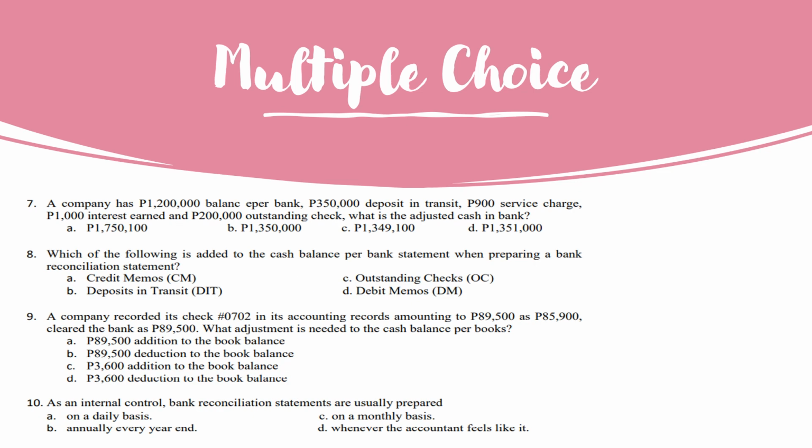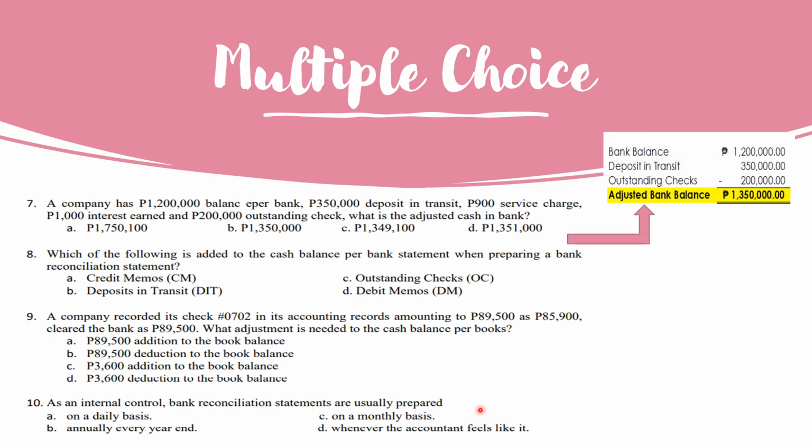Okay, number 7, a company has 1,200,000 balance per bank, 350 deposit in transit, 900 service charge, 1,000 interest earned, and 200,000 outstanding check. What is the adjusted cash in bank? So this is very straightforward. Simply bank balance 1.2, deposit in transit 350 addition, outstanding checks of negative 200. So the answer is letter B, 1,350.